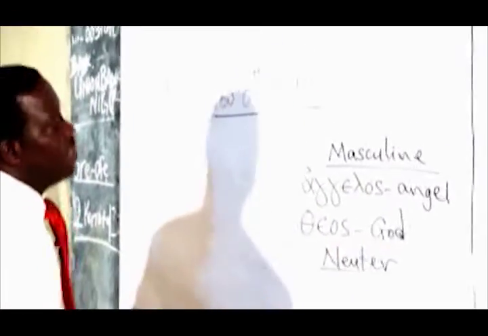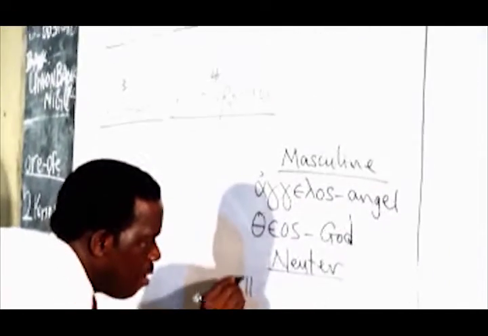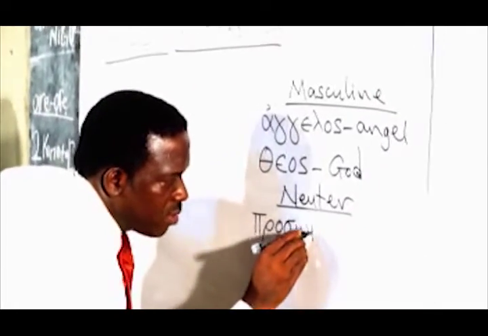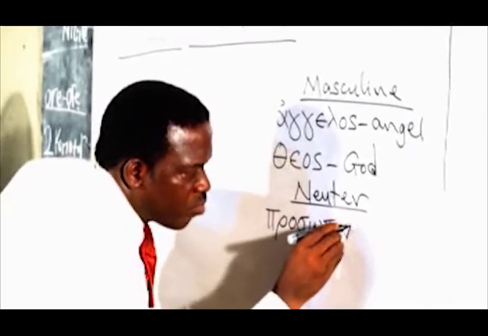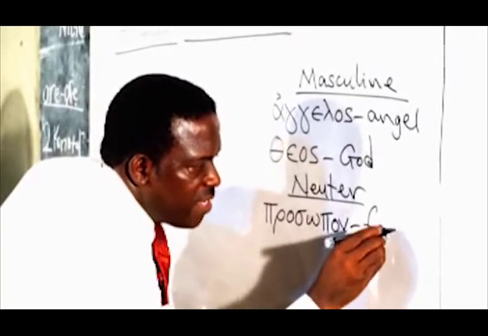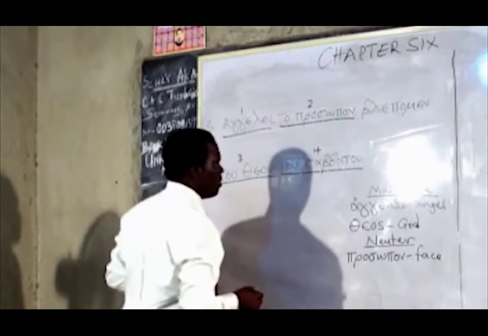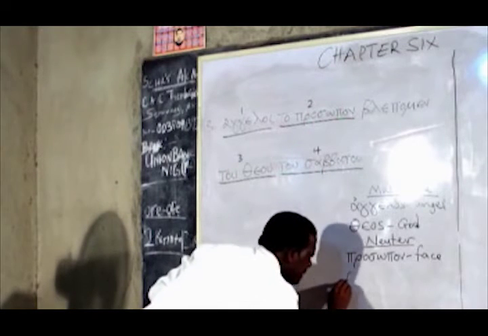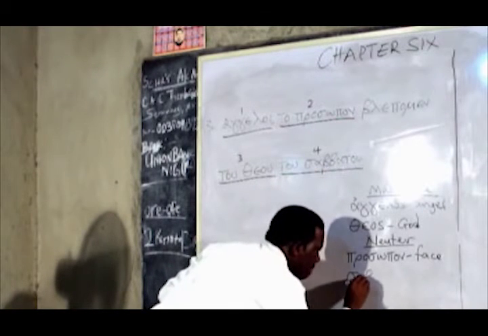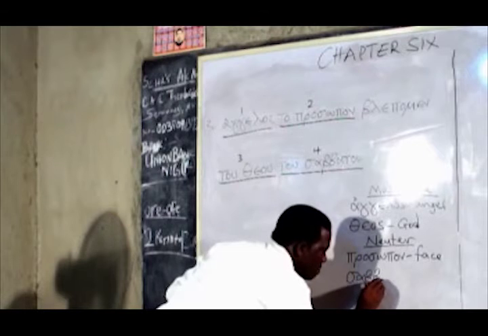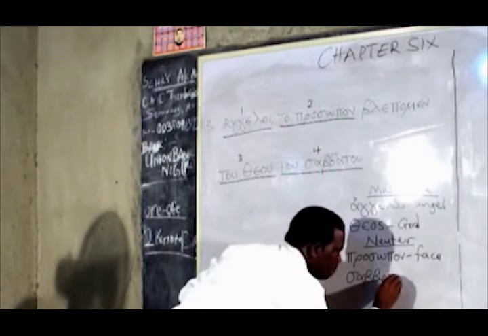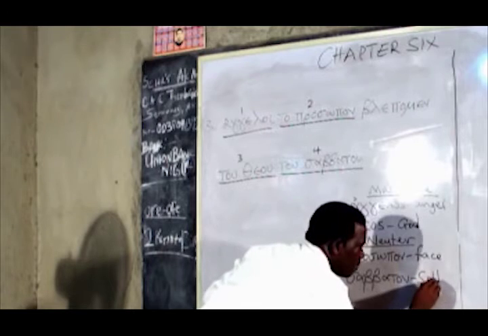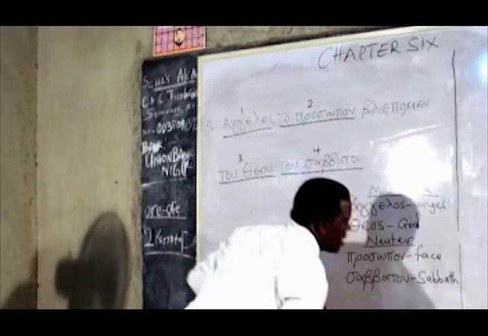The first one is prosopon, which means face. The second one is sabatan, which means Sabbath.